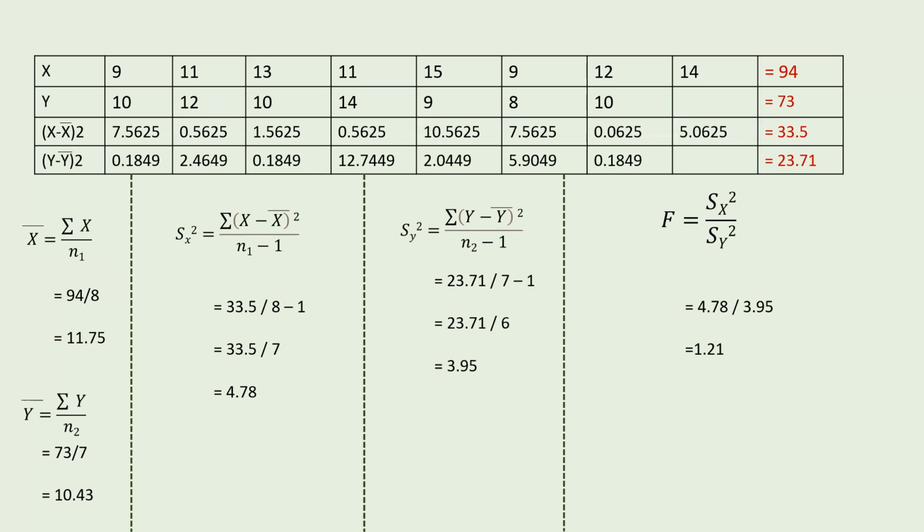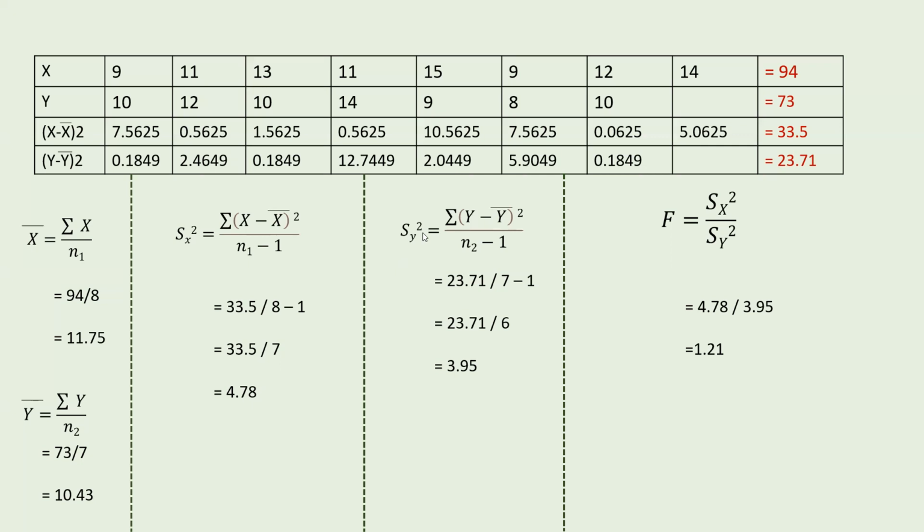Next, we have to substitute in Sx square. So here the Sx square is equal to summation x minus x bar the whole square divided by n1 minus 1. What we found out was 33.5 was the x minus x bar the whole square sum value, divided by n1 minus 1, where n1 was 8. So 8 minus 1 gives us the answer 7. So 33.5 divided by 7, the answer will be 4.78. This is our Sx square.